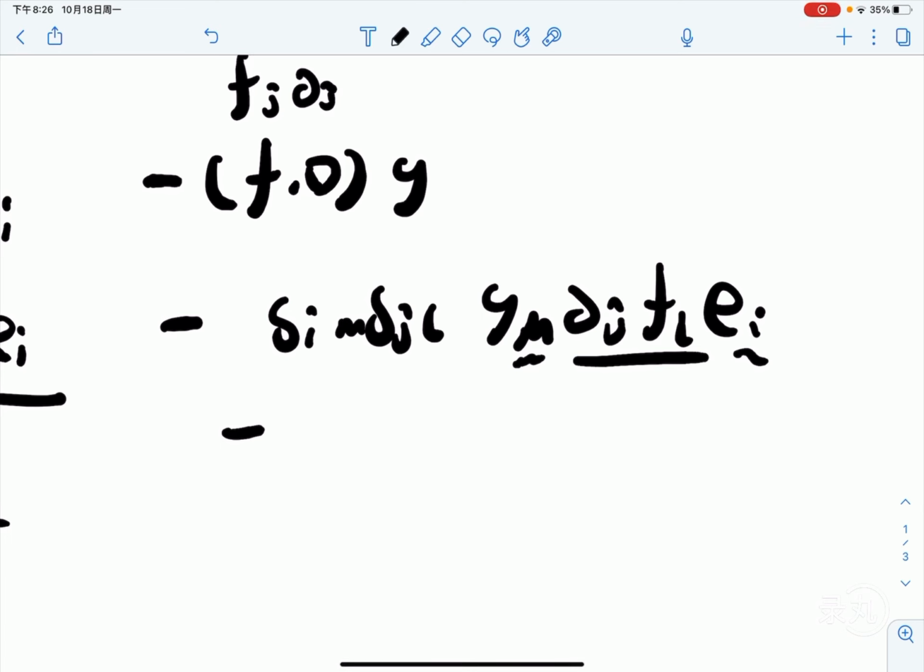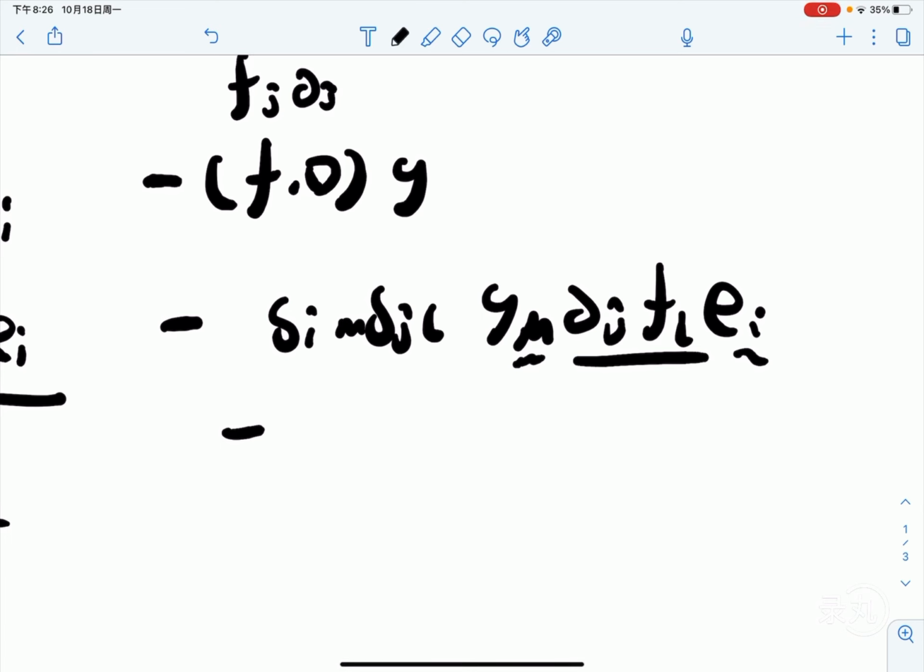And G. Okay, here we go. Let me check. Yes, it is correct. So for this term, it is just equal to this minus this and minus this.